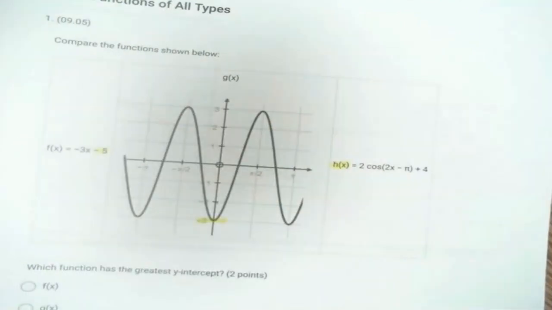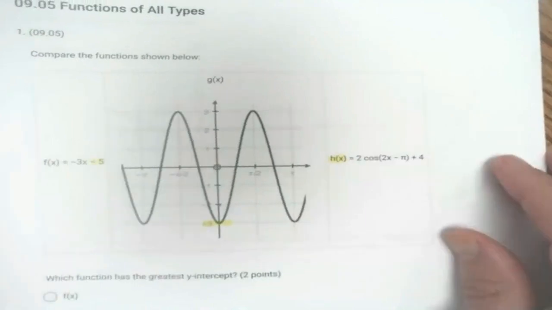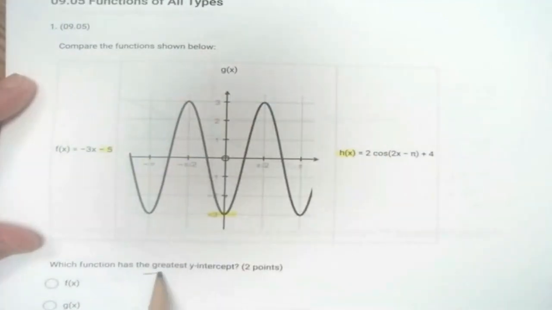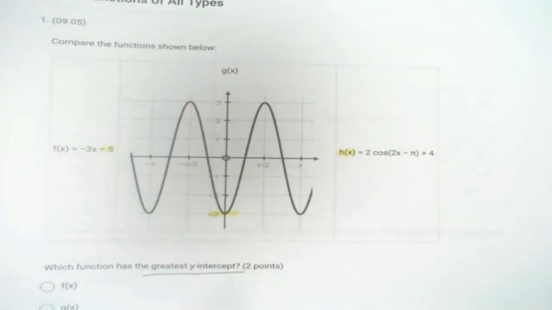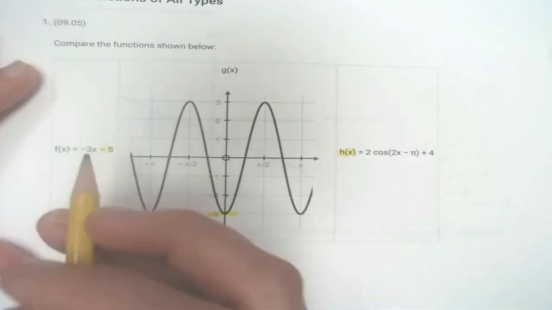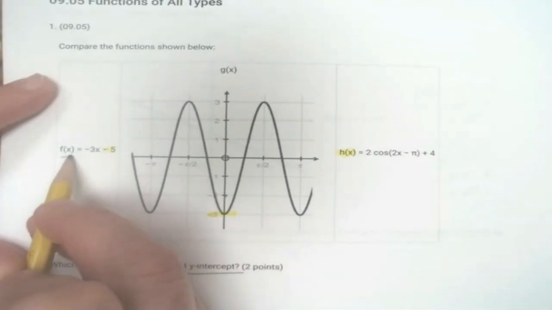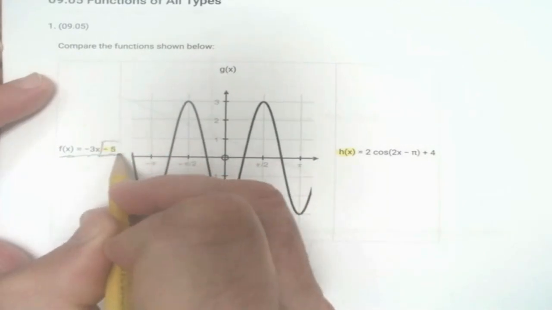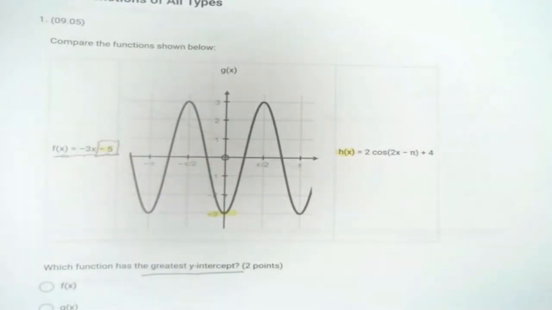I'm going to look at the first couple of problems with you. And so you should be able to certainly get these right. Compare the functions below. It says, which function has the greatest y-intercept? Okay, that's what we're comparing. When you compare functions, you got to figure out what you are comparing, because there's several things you can compare, right? The greatest y-intercept. Well, the first thing we have is the linear equation here, f of x. With the linear equation, mx plus b, the b is your y-intercept. So you know that is going to cross the y-axis at -5.